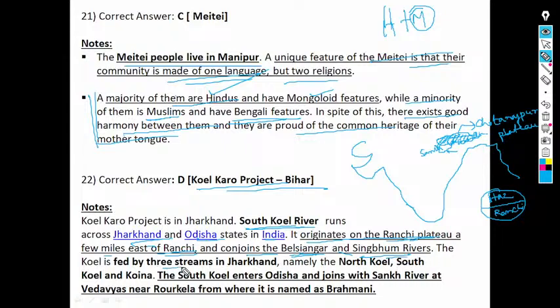The Koel is fed by three streams in Jharkhand, namely North Koel, South Koel, and Koyna. The South Koel enters Odisha and joins with the Sank river near the Vedavas in Rourkela, particularly.